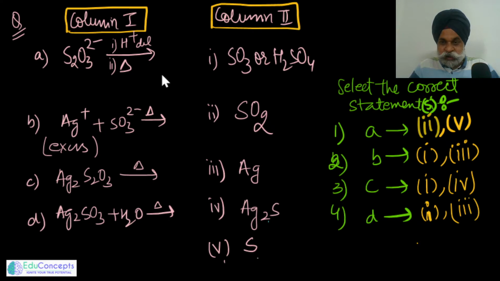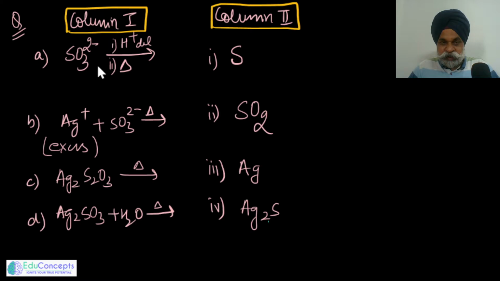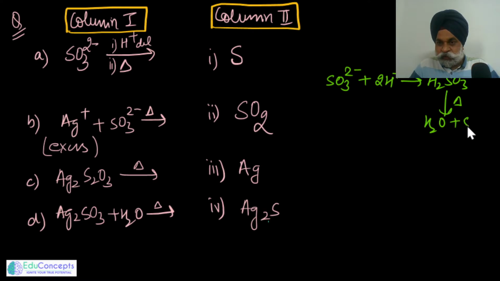Oh, this again seems like a very interesting one where you have to select the correct match. So let us do this question slowly. First, part A is talking about sulfite ion treated with H positive. So when sulfite is treated with H positive, you would get sulfurous acid, which on heating gives you water plus SO2.